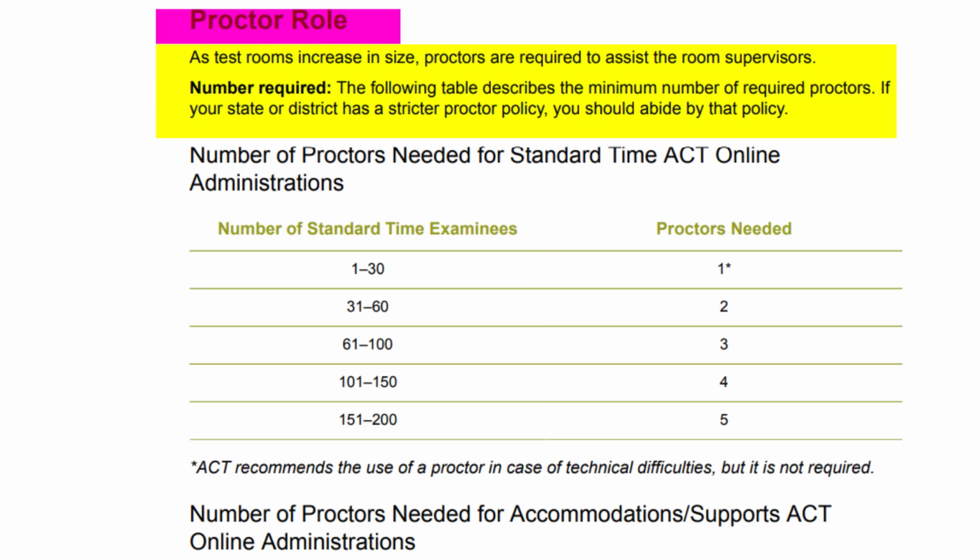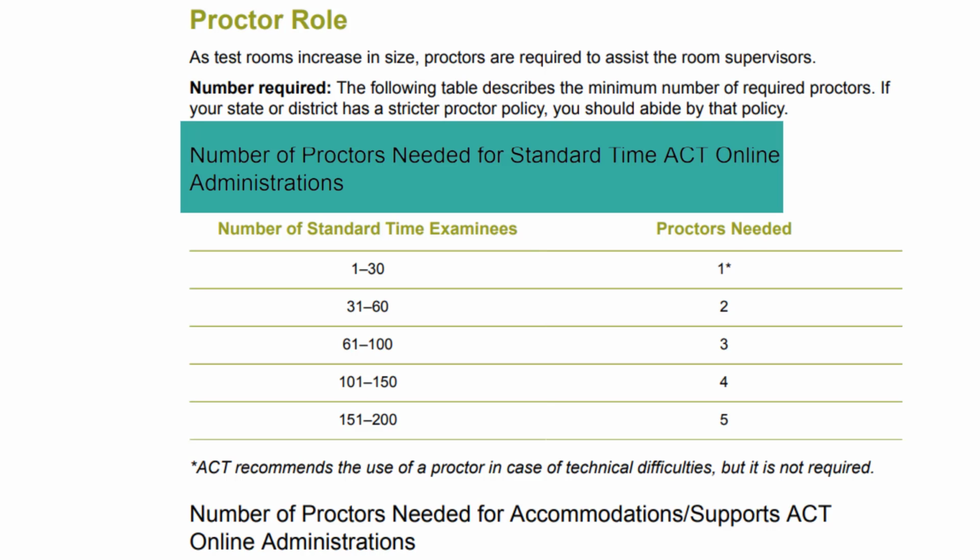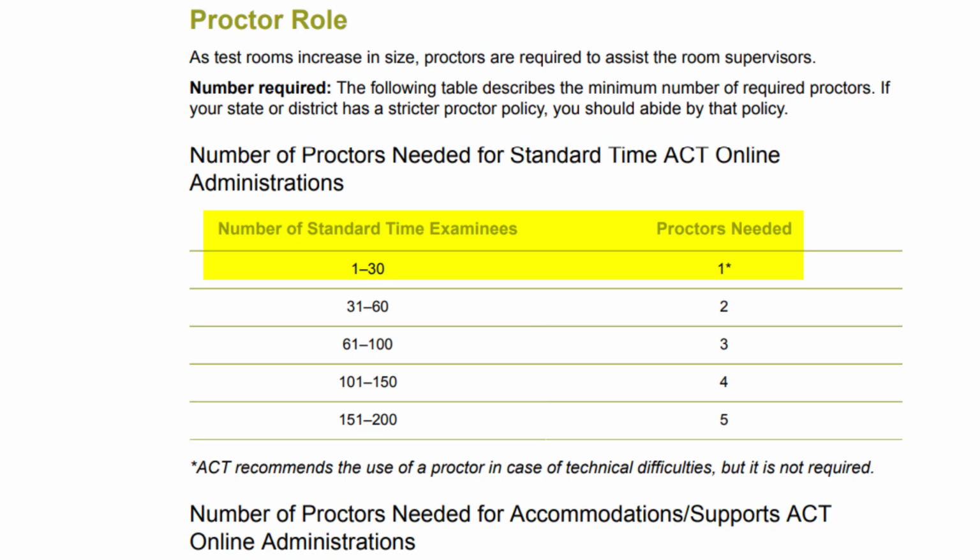Proctor role. As test rooms increase in size, proctors are required to assist the room supervisors. Number required. The following table describes the minimum number of required proctors. If your state or district has a stricter proctor policy, you should abide by that policy. Number of proctors needed for standard time ACT online administrations. It's number of students, 1 to 30. Proctors needed, 1.